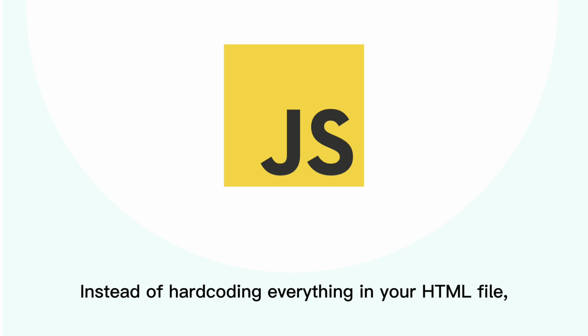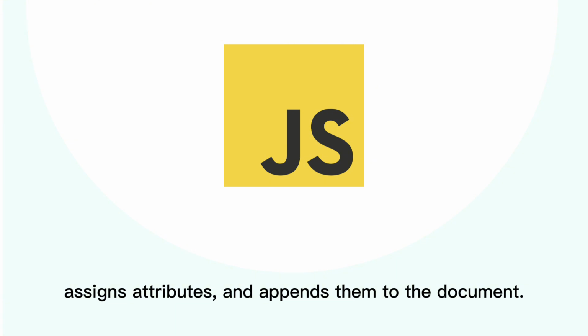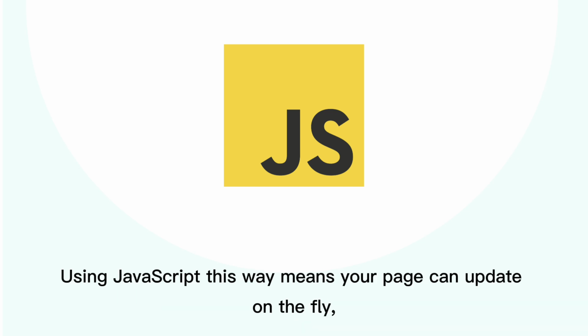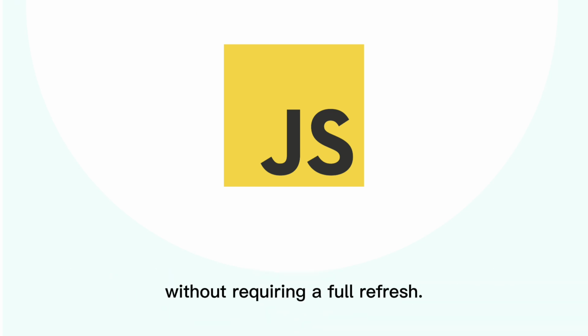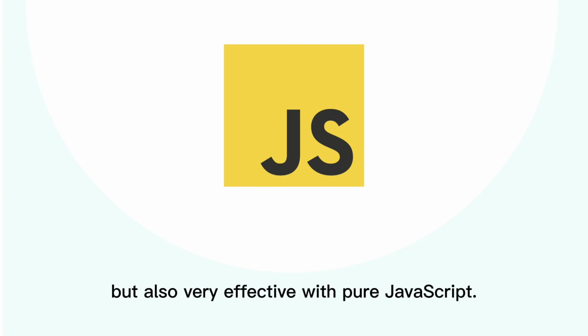Instead of hard-coding everything in your HTML file, you write JavaScript that creates elements, assigns attributes, and appends them to the document. This is often triggered by user interaction, server responses, or page load events. Using JavaScript this way means your page can update on the fly, without requiring a full refresh. It's commonly used in frameworks and libraries, but also very effective with pure JavaScript.